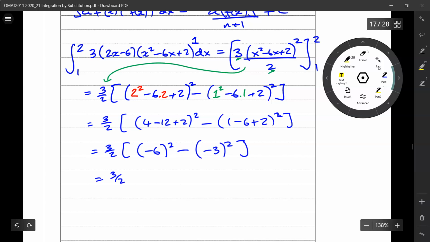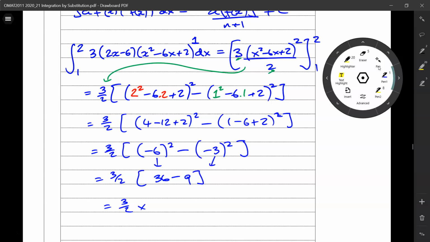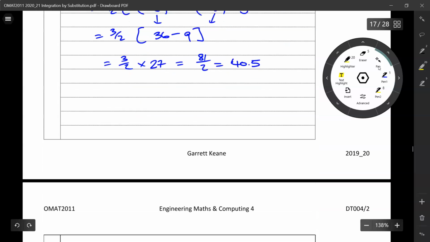So if I work that out, that's 3 over 2 times minus 6 squared, which is plus 36, minus minus 3 squared, which is plus 9. So that gives me 3 over 2 multiplied by 27. I think it's 27. So 3 over 2 times that, that's 81 over 2, which is 40.5 when we evaluate it. So that's the definite integral for that function. So we proceed on to the next function after this.